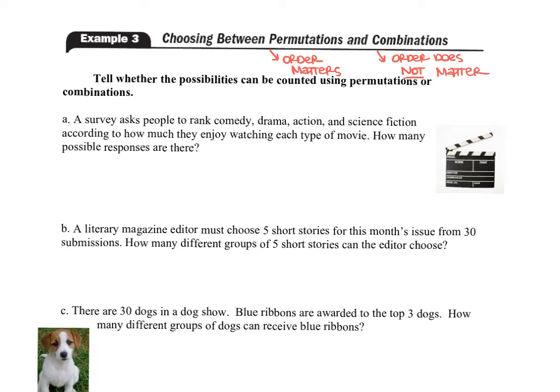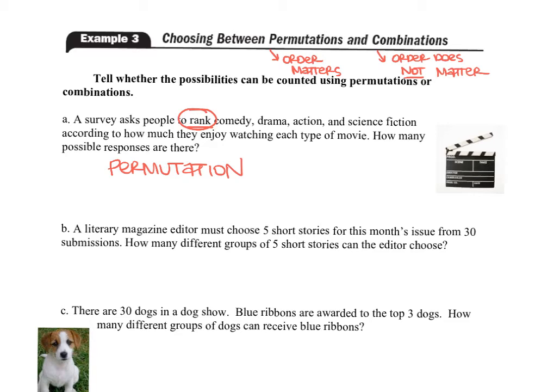Okay, let's dive into some. A survey asks people to rank comedy, drama, action, and science fiction according to how much they enjoy watching each type of movie. How many possible responses are there? Well, there's a key word in this problem, and that is rank. When you're ranking something, the order matters. It matters what I put first, second, third, fourth, and so this would be a permutation. I don't need to figure out how many different rankings there are, how many possible responses there are. It just tells me to tell whether it's a permutation or combination. This is a permutation. The order matters because I am ranking them.